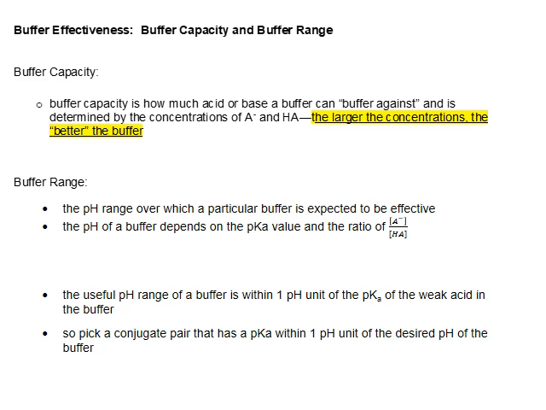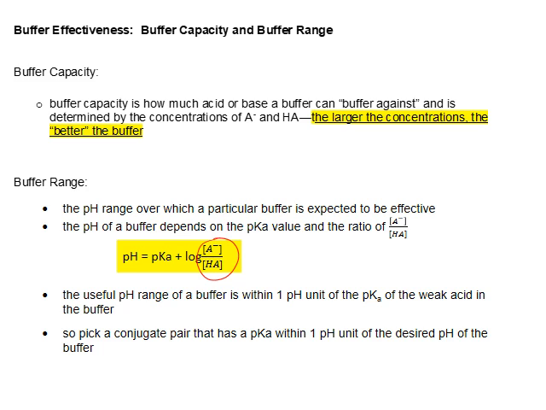The range of a buffer is the pH range over which the buffer is expected to be effective. Buffers are most effective at pH values close to the pKa of the acid component. Recall the Henderson-Hasselbalch equation. This equation shows us that the pH of the buffer will depend on the pKa value of the weak acid component and the ratio of the base and acid concentrations.